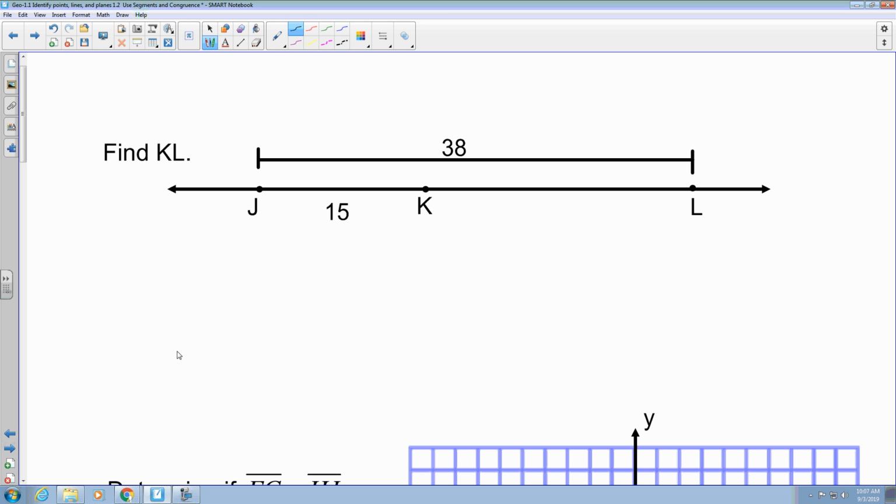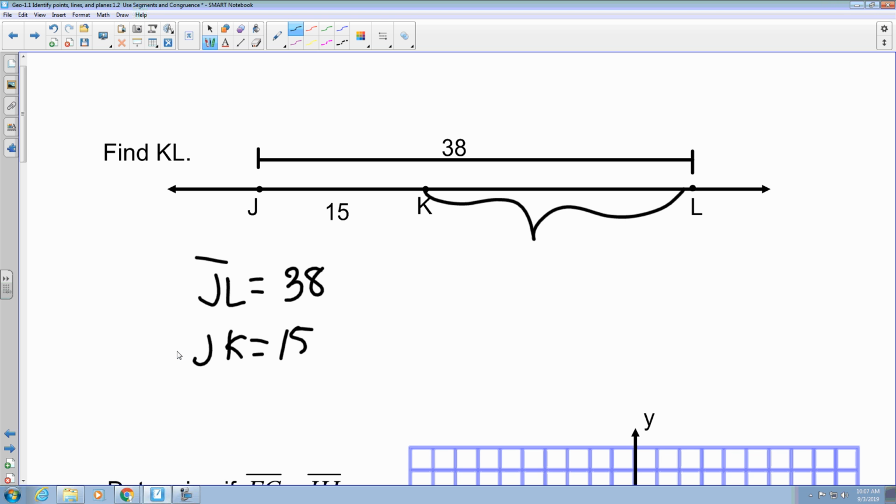Here, they want us to find line segment KL, which is right here. Now they give us the distance of JL, which is 38. They give us the distance of JK, which is 15. So to figure out what KL is, it's simply going to equal 38 because it's part of this portion here, and then I subtract from it this part, which is 15. So I got 38 minus 15, and that gives me 23.